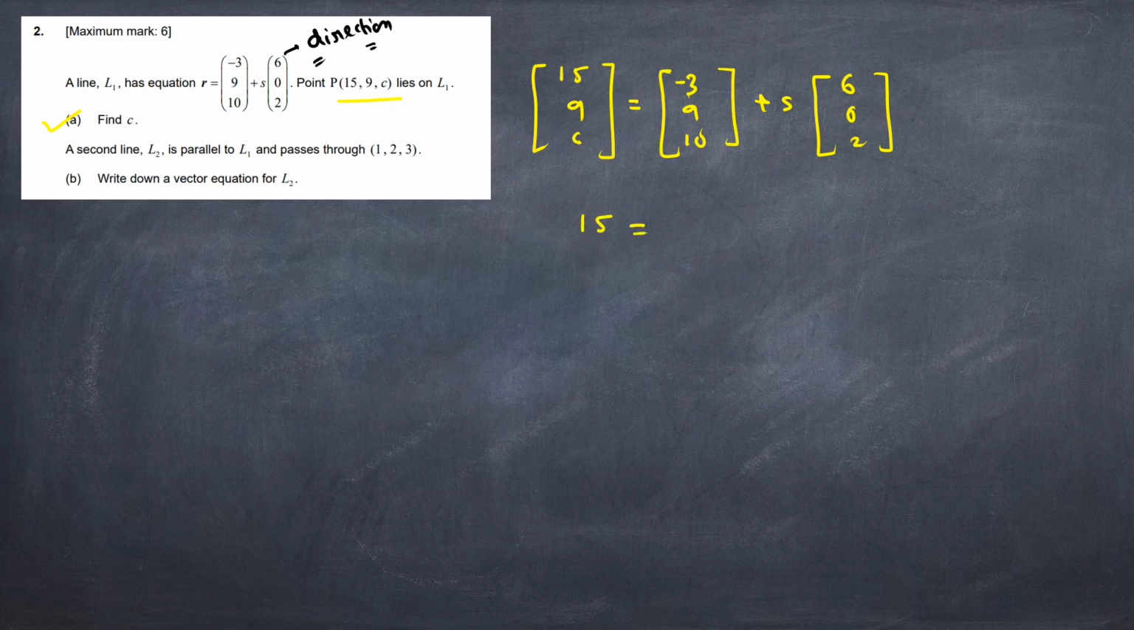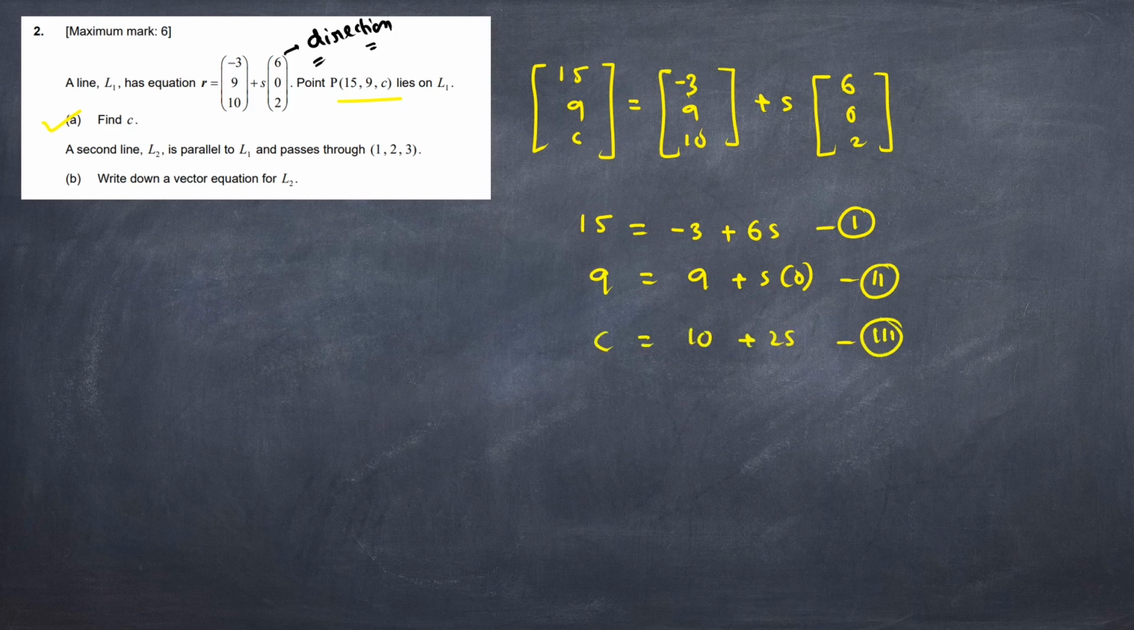So 15 is equals to minus 3 plus 6s. From here we can get one equation. This is equation number 1. After comparing this, we are getting 9 equals to 9 plus s into 0. So this is equation number 2. And the third equation is c equals to 10 plus 2s. These are the three equations.